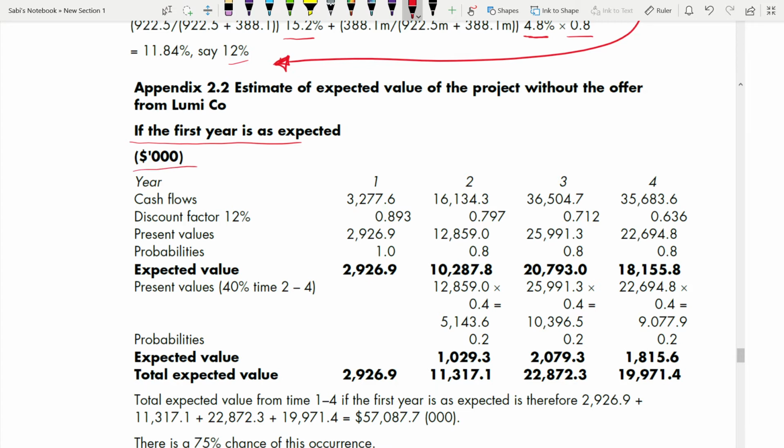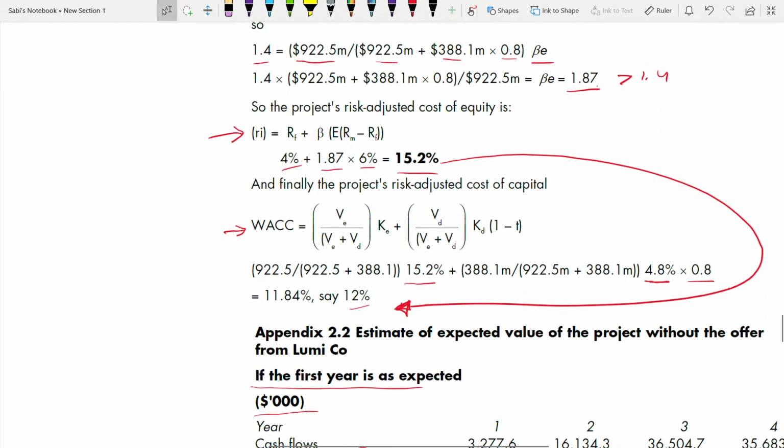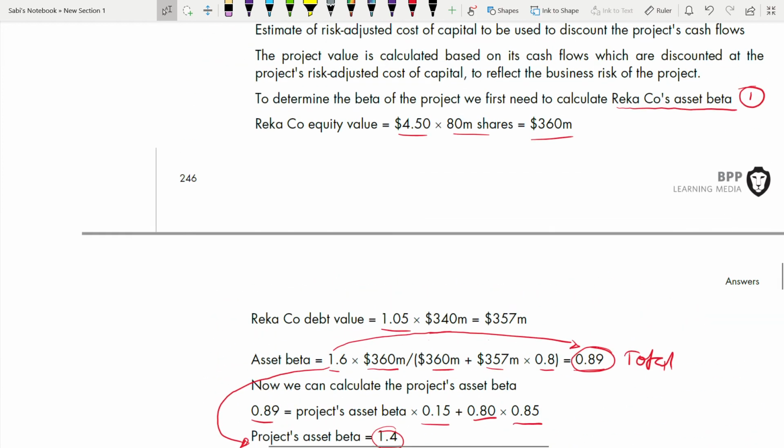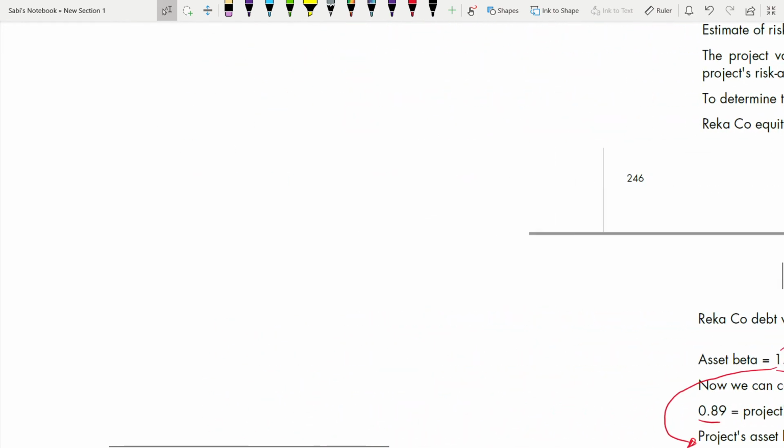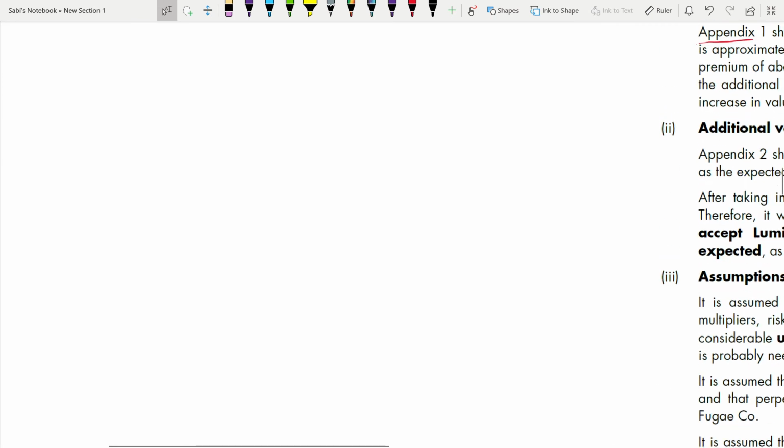Coming to the cash flow. Cash flow is given in your case study, just write as it is. For the first year, discount factor 12%, which we have calculated above. And the present value. Once you find the present value, write the probability. What was the probability if the first year is as expected? Because this is not your normal net present value calculation. You have been given probability, which means you have to find expected value.